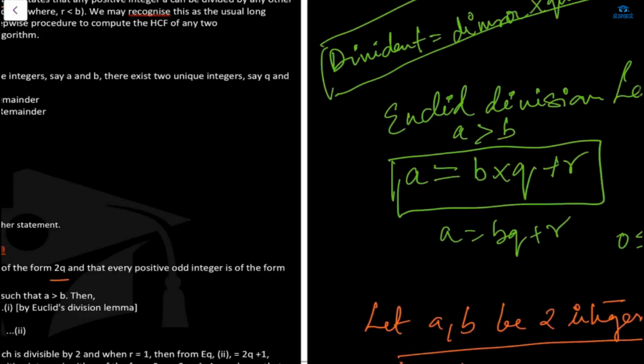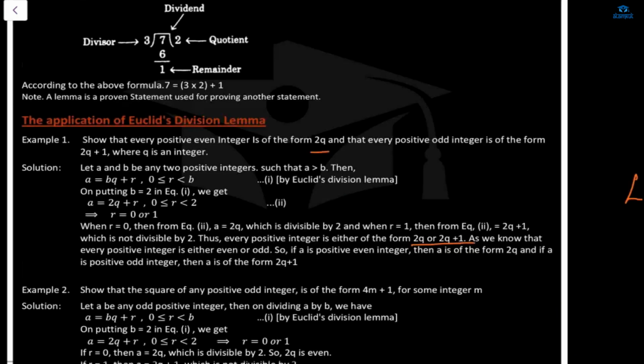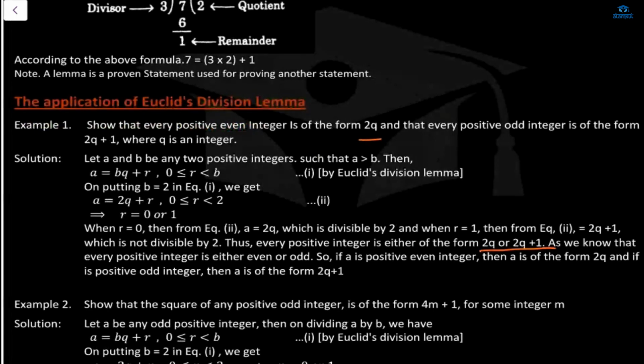Now we have done a question here that is the application of Euclid's division lemma. You will get questions based on the application of Euclid's division lemma. Now, the first question was what? Show that every positive even integer is of the form 2q. That means all the positive even integers can be represented in the form 2q.